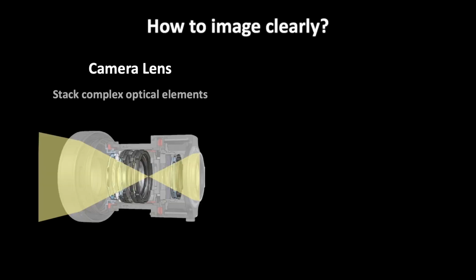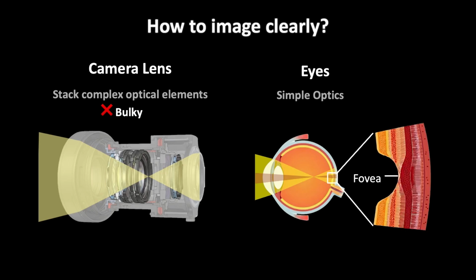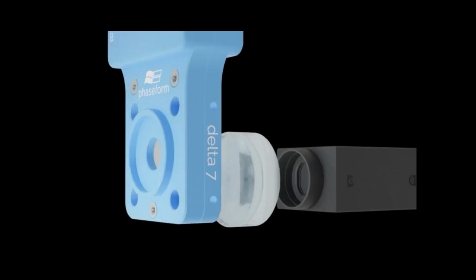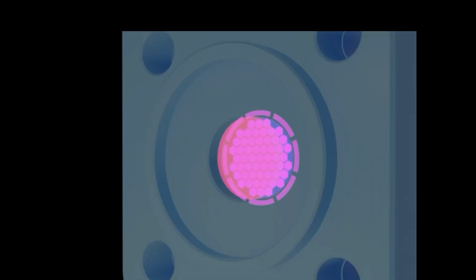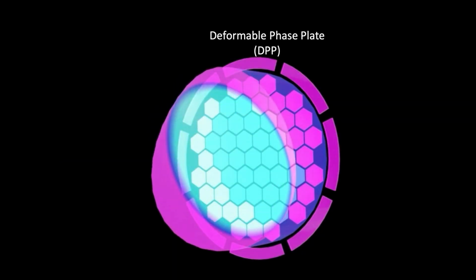To capture clear images, engineers stack complex optical elements to correct aberrations, making camera lenses bulky. Biology evolves differently by keeping the optical system simple. Although the sharp vision is limited to a small region called the fovea, the eyeball moves dynamically to redirect the scene. Adapting this biological strategy, we propose the fovea camera using a dynamic deformable phase plate (DPP).